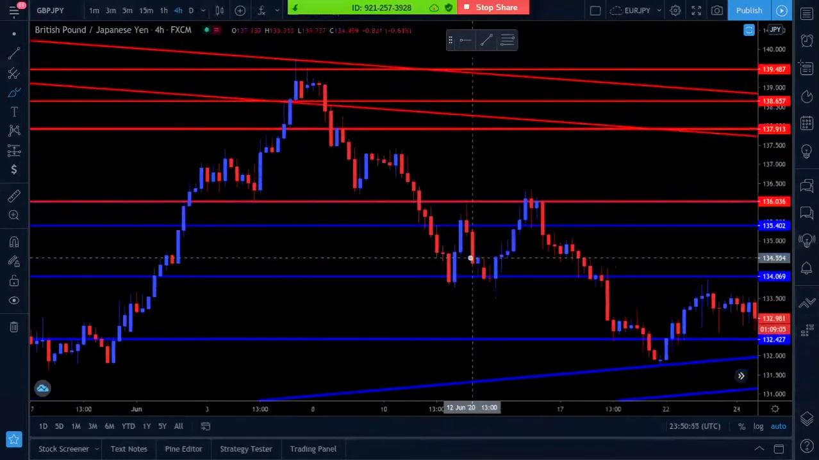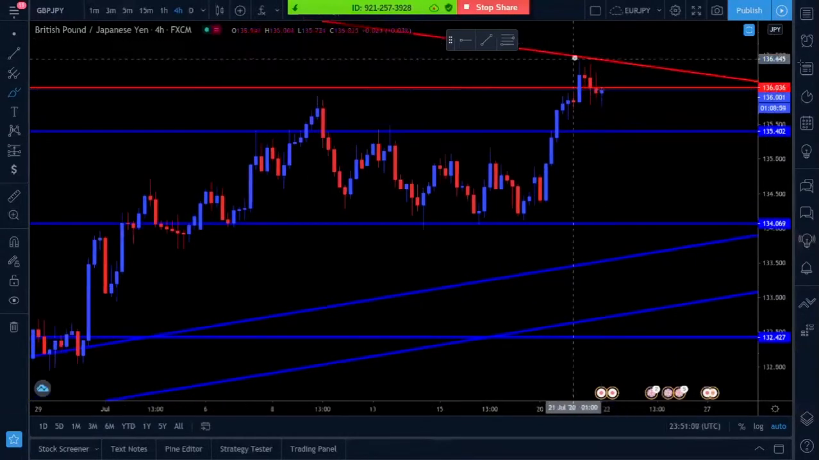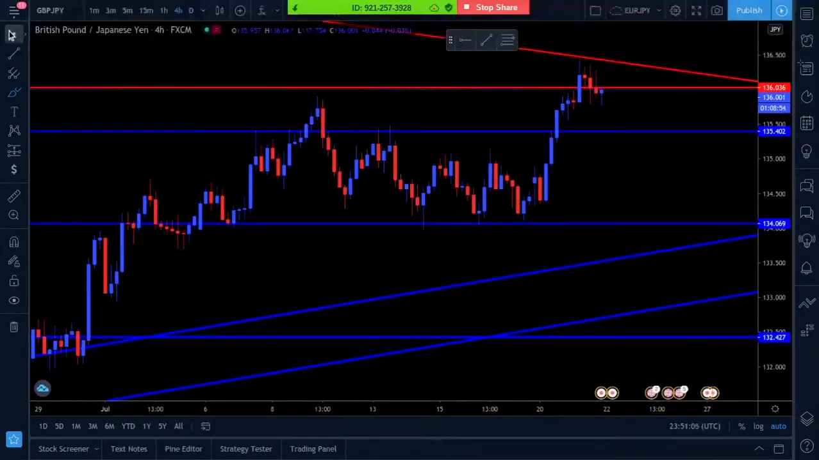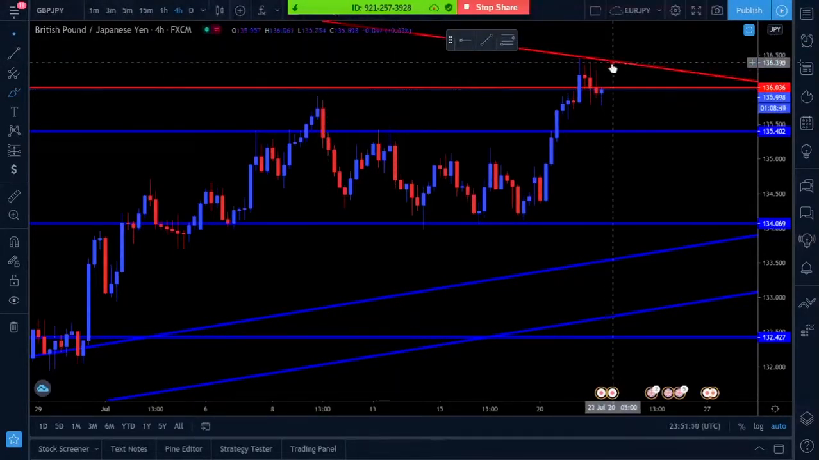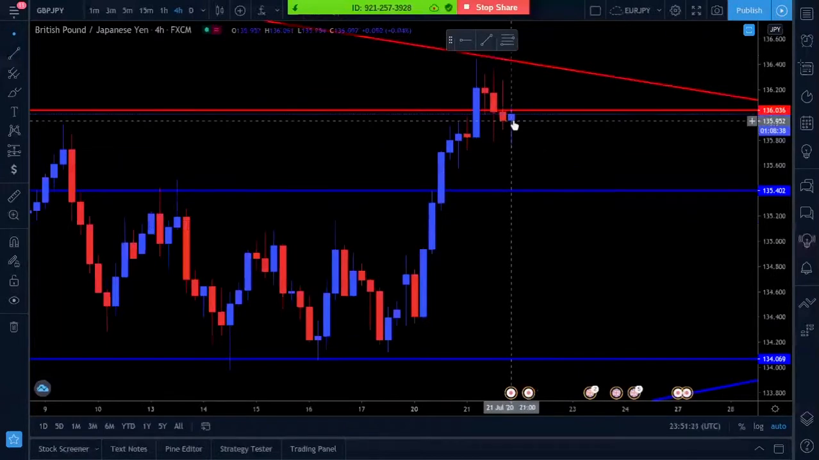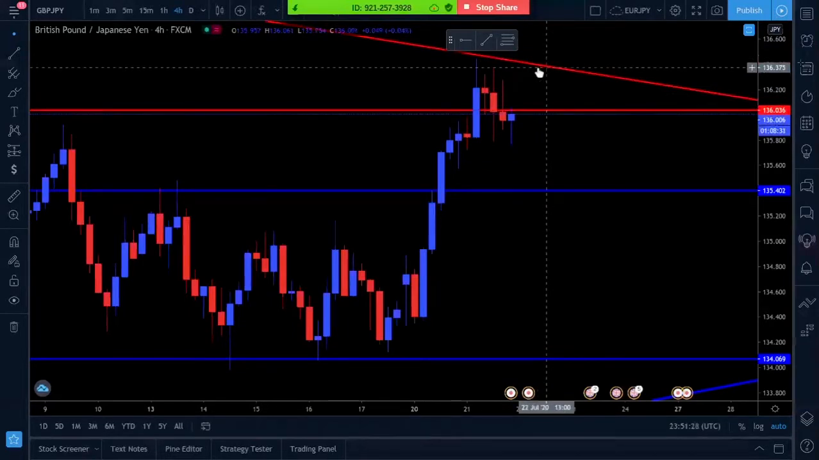Where price is at, it barely came up there to that trend line. Look, if it breaks this resistance, I'm already looking for sells just by the look of this time frame. I'm already looking for sells. But if it decides to break, I'll simply wait for it to come to my trend line.